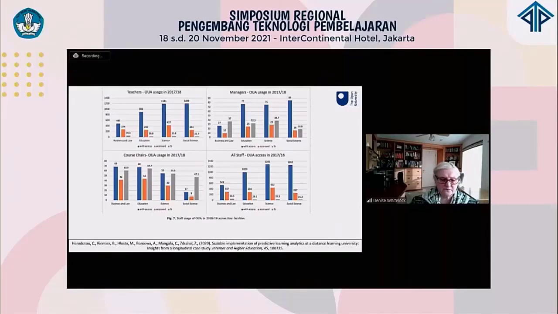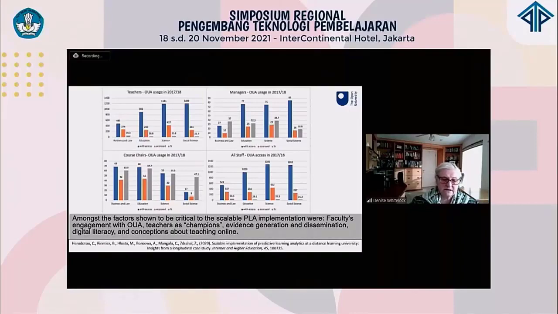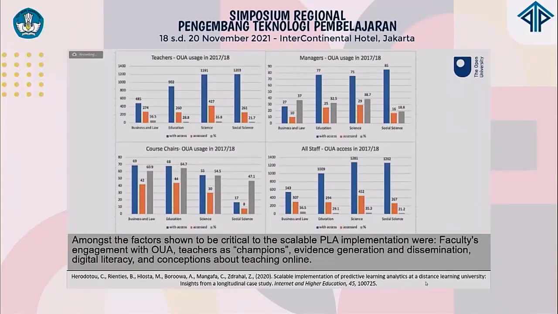And what happened? What did we find? The things and the factors that are very critical are the faculty's engagement. And to increase the engagement, we had champions, teacher champions, who'd worked well, would encourage others to use it, show very clearly the evidence generation and dissemination and how important that is, and the discussions about teaching online.